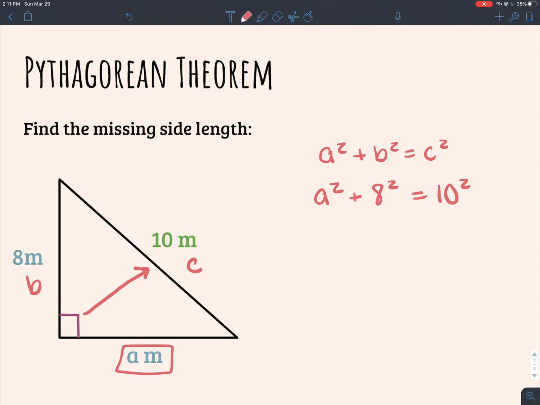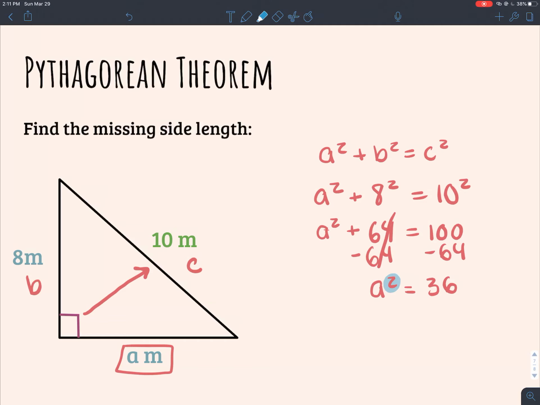So we're going to still do the same process. We're going to square all of our numbers. A squared stays. 8 squared gives us 64, and 10 squared gives us 100. Now, if you notice, this actually looks more like an equation, right? The left side has a variable and a number, the right side has a number. So to get a by itself, to solve for it, we're going to have to subtract 64. A squared comes down, and when we do 100 minus 64, we get 36.